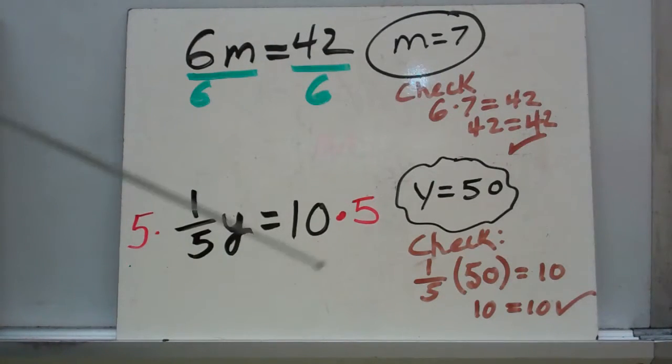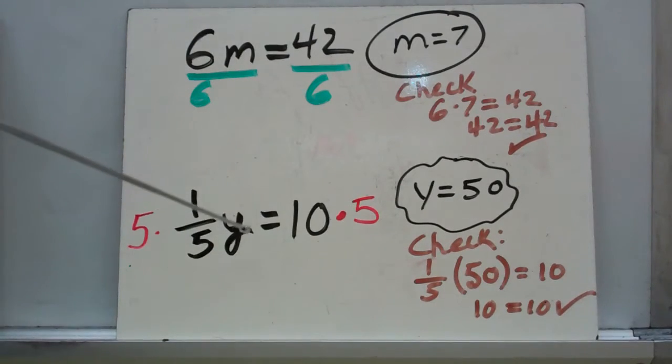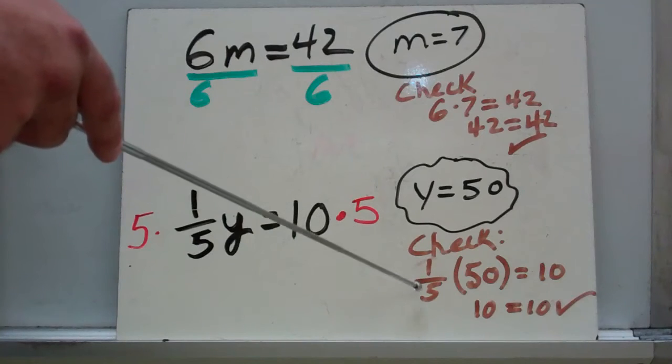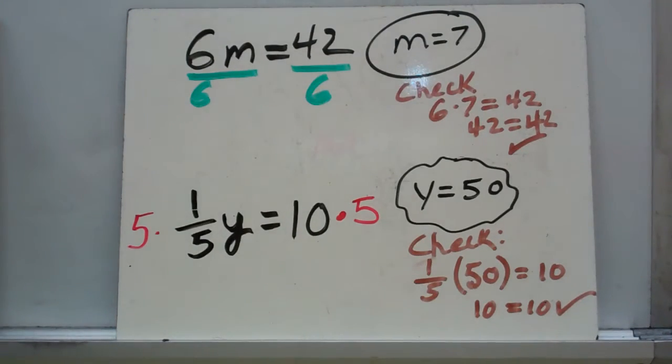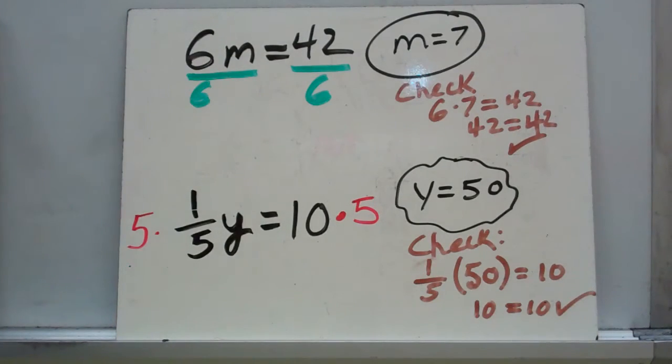All right, so let's go and double check our answer. So we substitute y in with 50. So 1/5 of 50 is 10, and 10 is equal to itself, and that one works out fine.